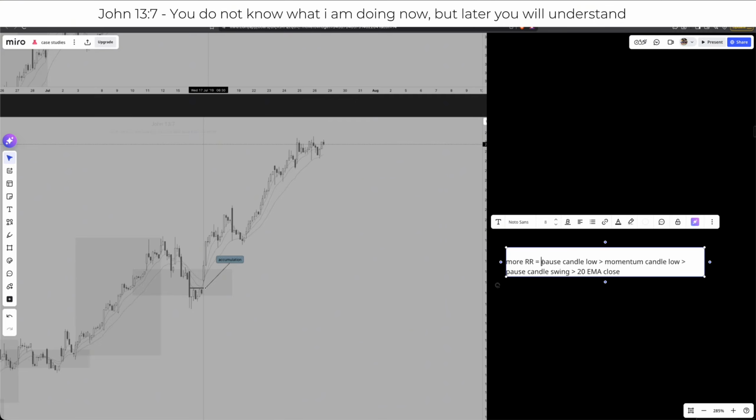Hold on. 20 EMA swing. So we'll implement that. So we have 1, 2, 3, 4, 5, 6 different types of trailing our stop loss that could possibly work.